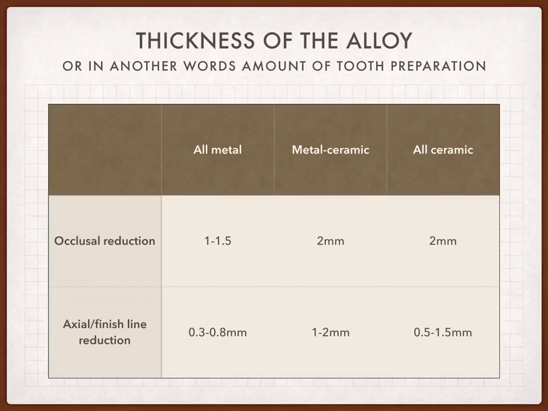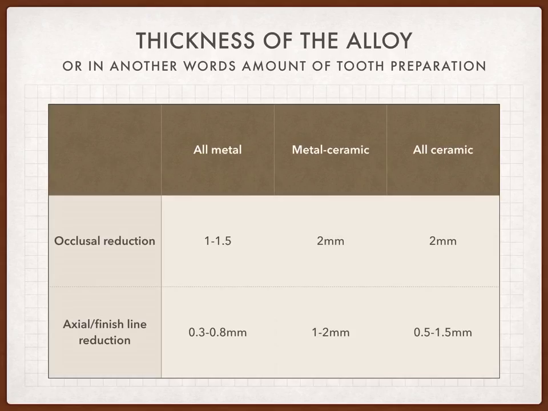Not just the type of the alloy will prevent its fracture, but the thickness of the alloy will prevent its fracture too. Or in other words, the adequate amount of tooth preparation will give it enough space, so that it will be thick enough and strong enough to not be fractured. And that is summarized in this table.